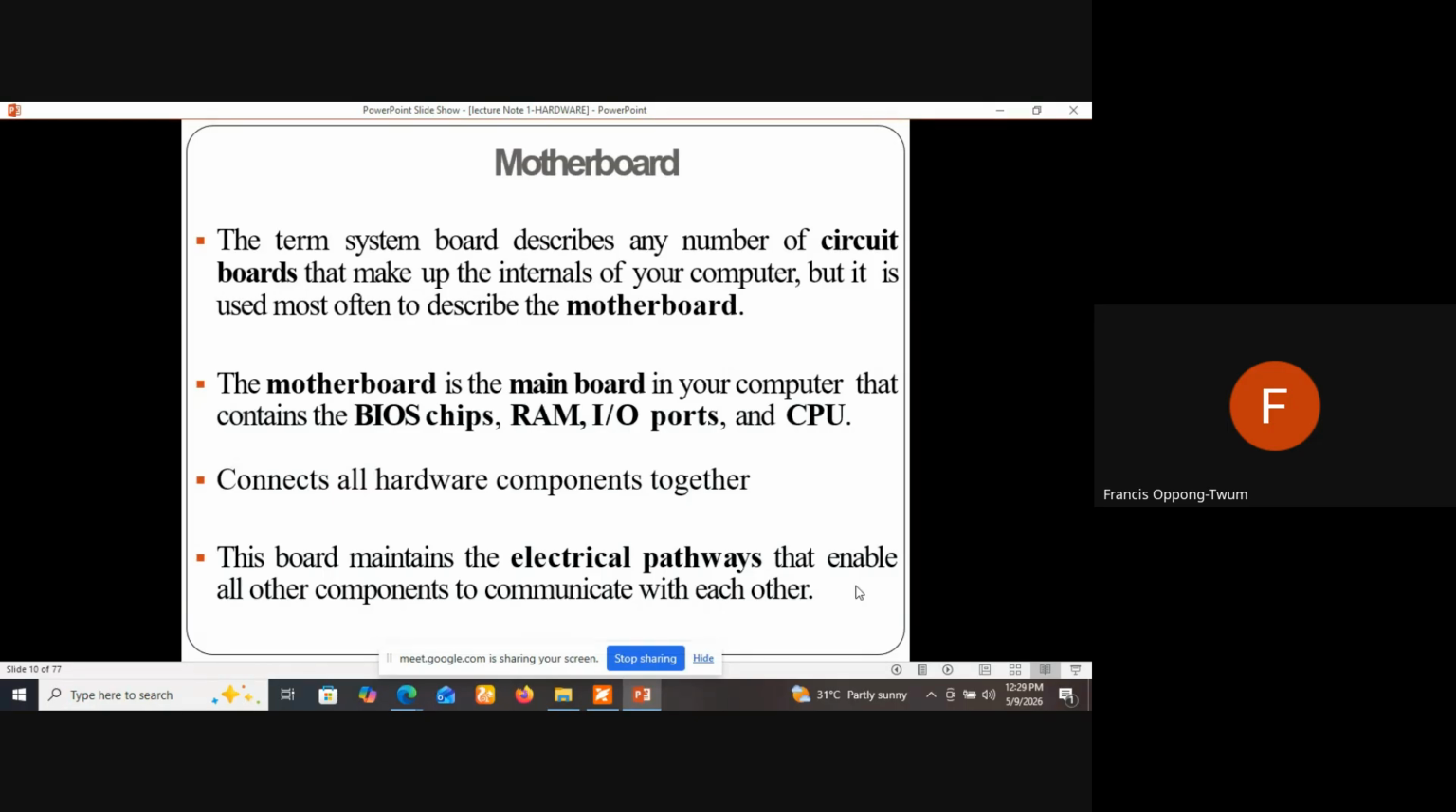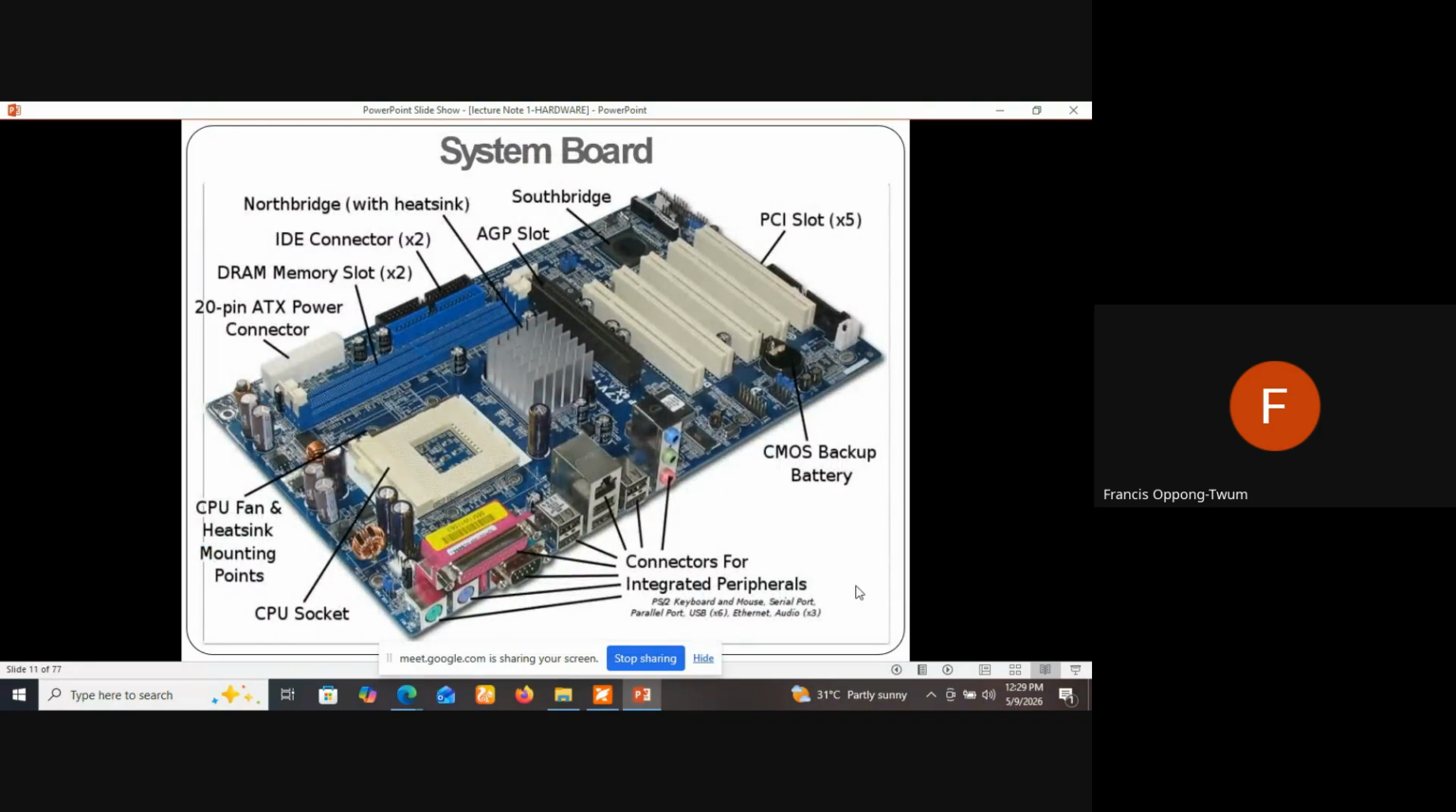The purpose of the motherboard is that it connects all hardware components together. At some point, we can also regard the motherboard as the electrical pathways that enable all other components to communicate with each other. Those who didn't see the motherboard very well, this is another picture.